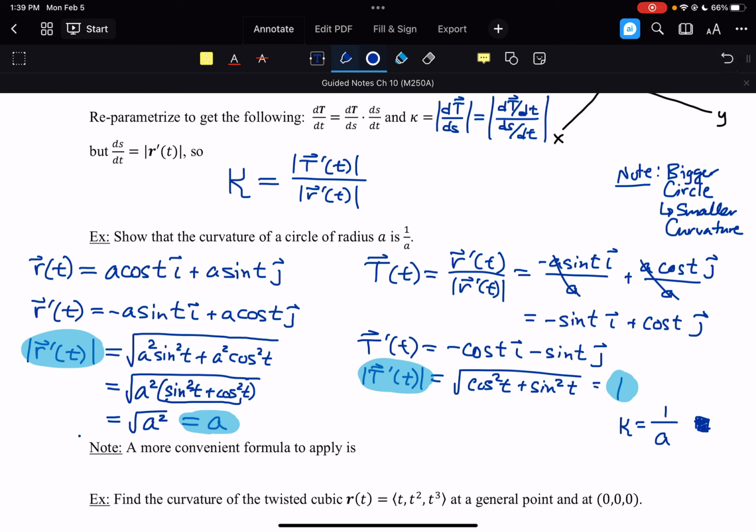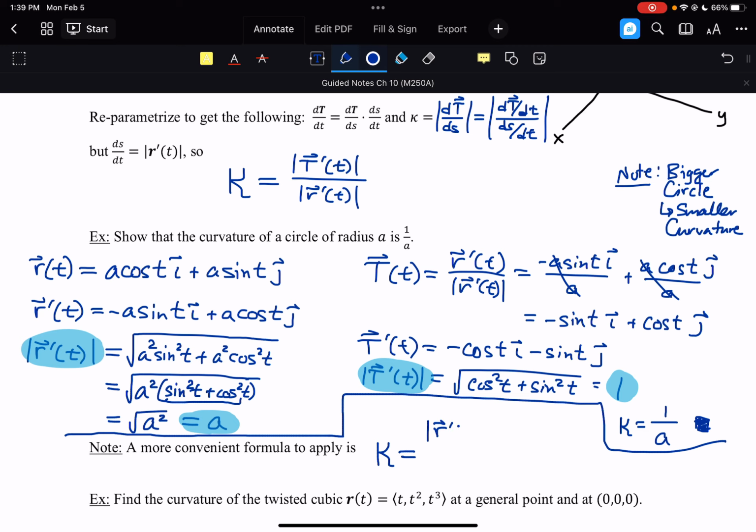Now, there is another version of the curvature formula that we can use. It's not going to look any nicer than the one that we just had, but in practice, it can be a little bit easier to use in certain circumstances. So we're going to put this here. So another formula that we can apply for curvature is going to be the following. It's still a fraction, so leave yourself a little space here.